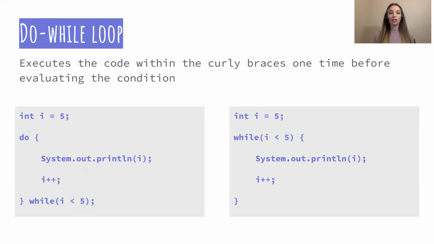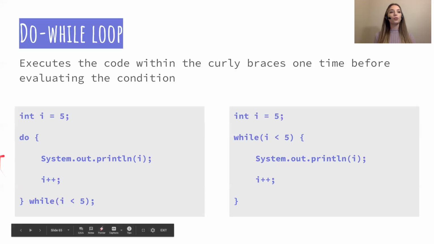A do while loop is just like a while loop with the exception that it will run the code at least one time. So it ensures that the code runs one time before it starts checking the condition and determining whether it'll run it again and again based on that condition. So this is what a do while looks like.